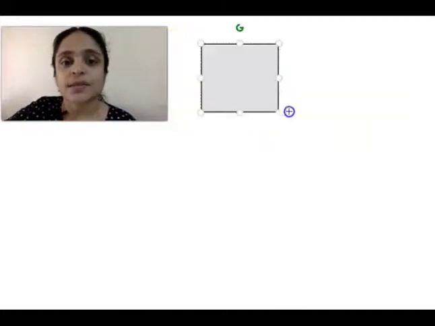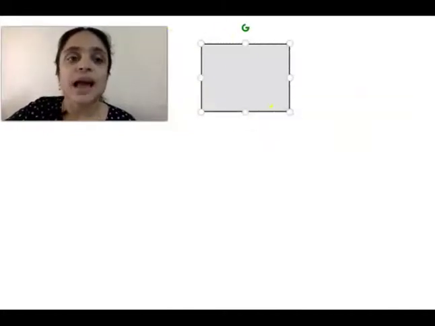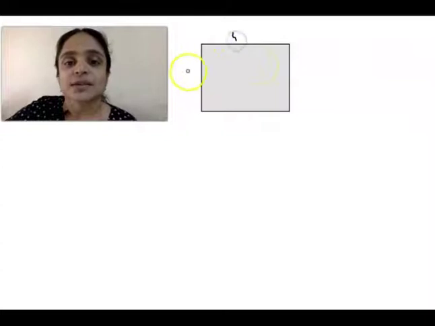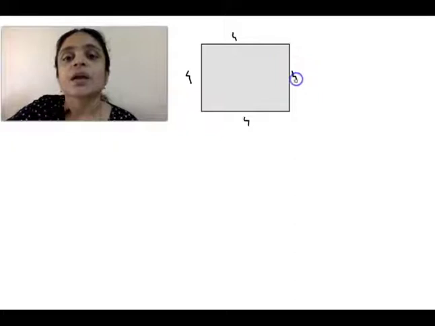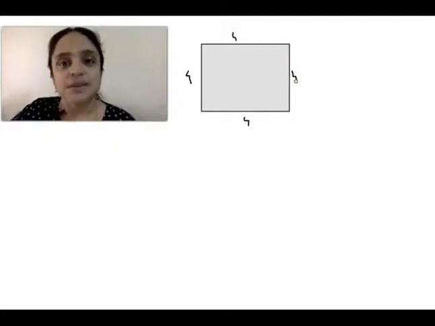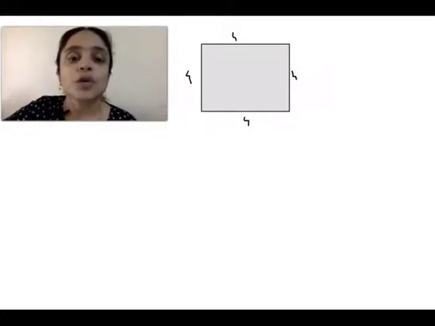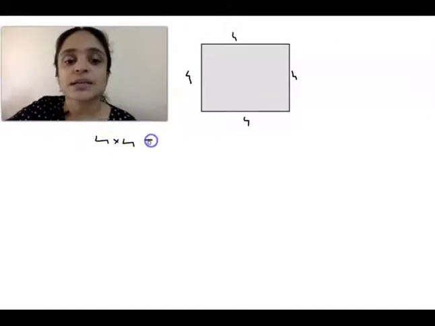Okay, let us consider a square. Let us say that this is a square having sides of 4 units. Here 4, here 4, here 4 and here 4. What is the perimeter of this square? It is 4 into 4, which is equal to 16.